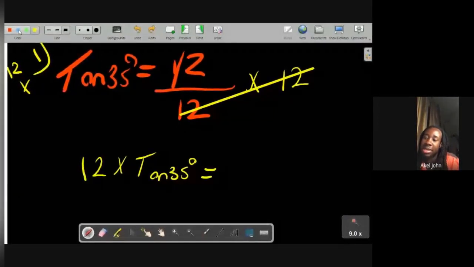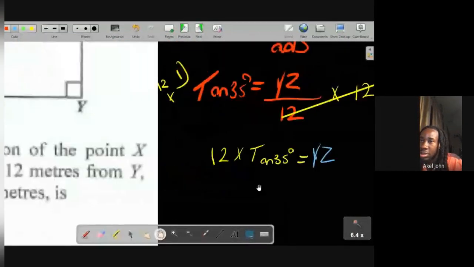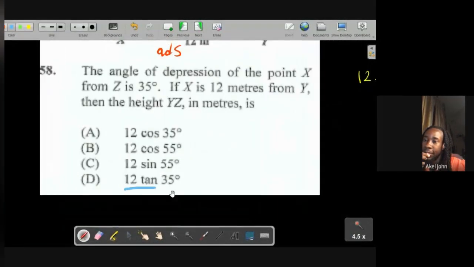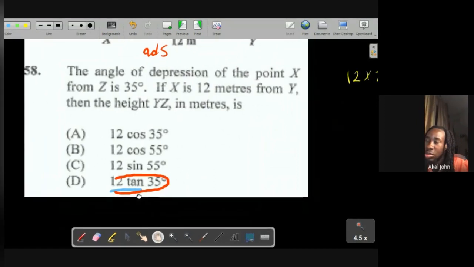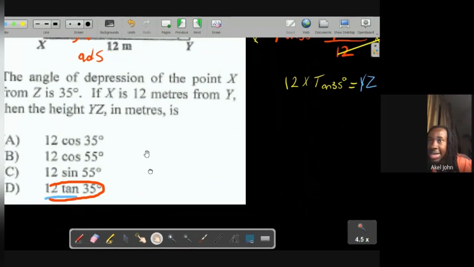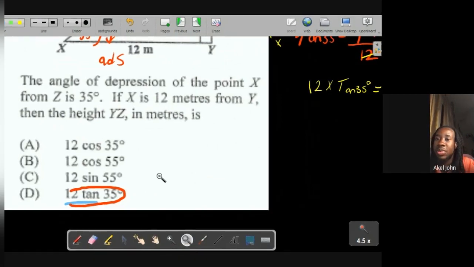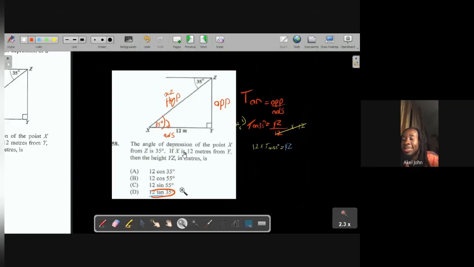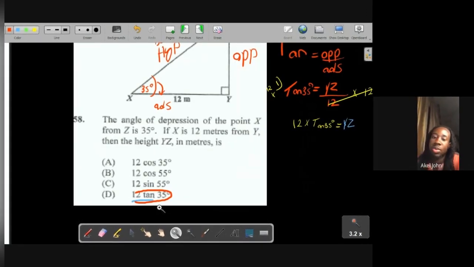But we don't have a calculator here, so we cannot do it. So let's look at which one is going to be the height. D. 12 tan 35. So 12 multiplying tan 35 is going to give us the height of YZ, and that's how we figured it out. So it's really angles of elevation and depression with trigonometrical ratios, or trigs for short.